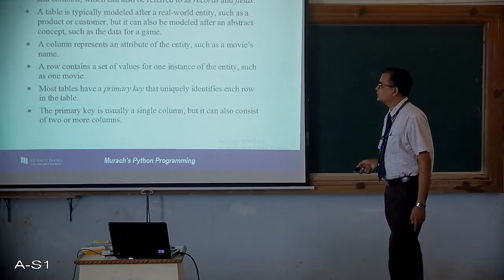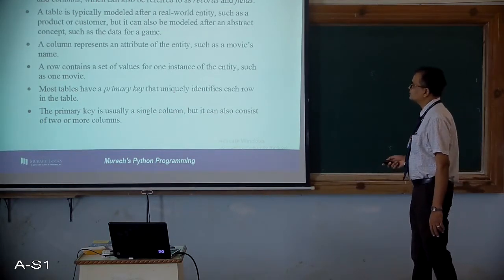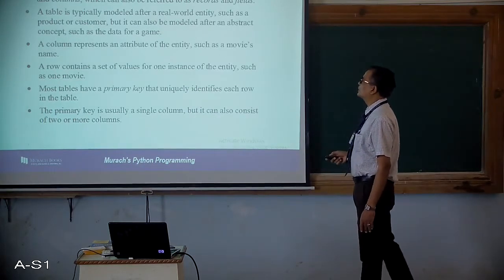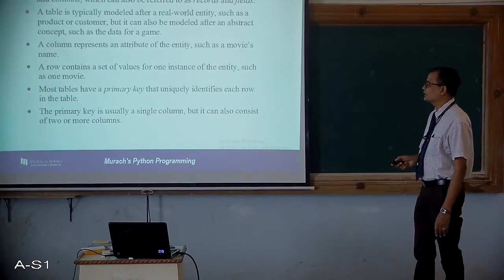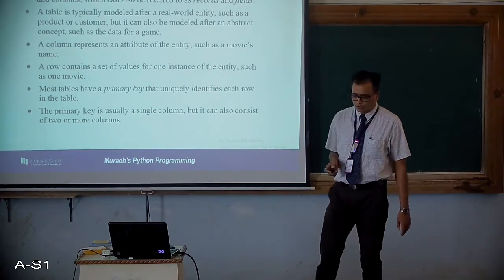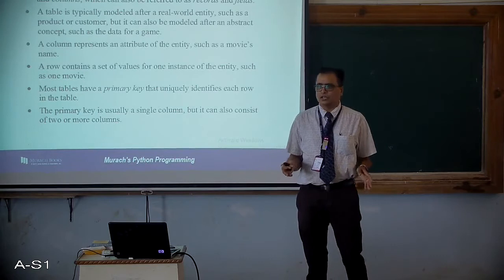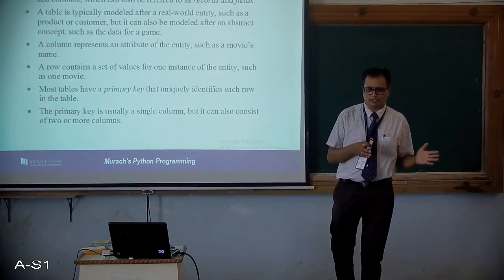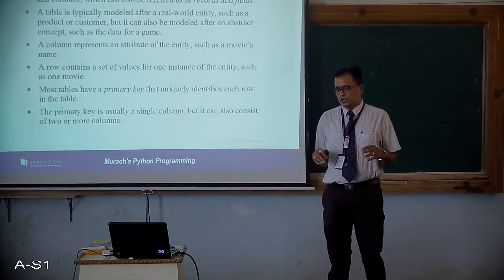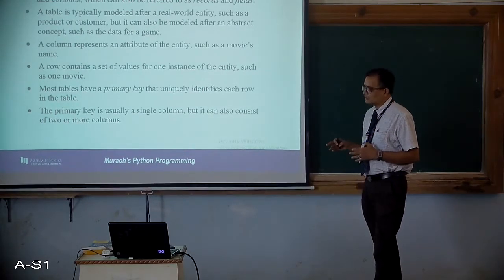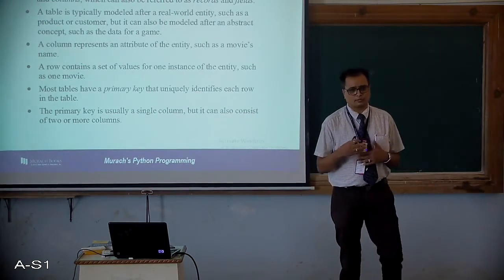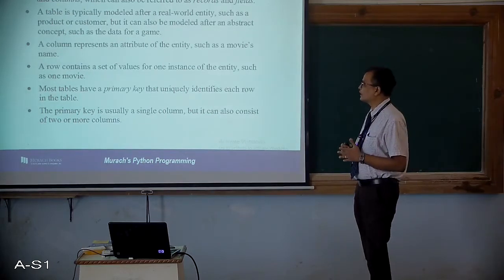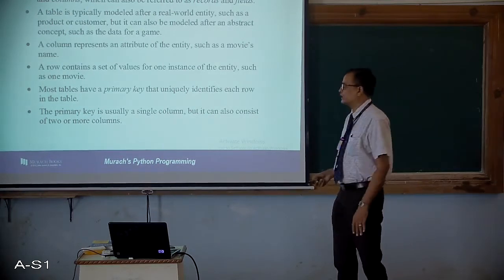A table is typically modeled after a real world entity such as a product or customer, but it can also be modeled after an abstract concept such as the data for a game. So it is not always necessary that a particular entity must already exist before you can specify its attributes. It might also happen in the real world that you need to assume that a particular entity may come into existence at runtime, and you will have to identify the attributes for that entity. That is what it says.